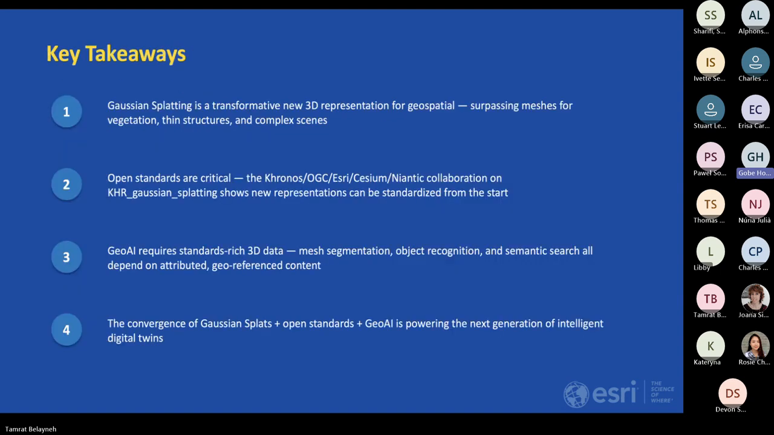So I guess with that, I'll leave you with two or three or four takeaways. Gaussian splatting has been transformative as the new 3D representation for geospatial, surpassing meshes for vegetation and thin structures, and open standards are really critical to achieving this. Tapping into Geo AI requires rich standards, rich 3D data for mesh segmentation or object recognition. And lastly, the convergence of Gaussian splats plus open standards plus Geo AI is powering the next generation of intelligent systems. So that concludes my presentation.